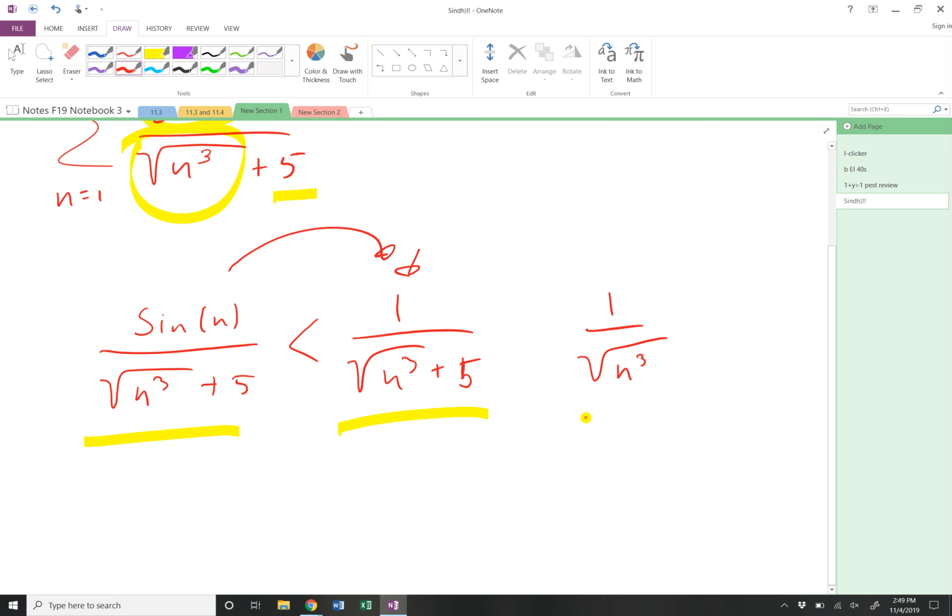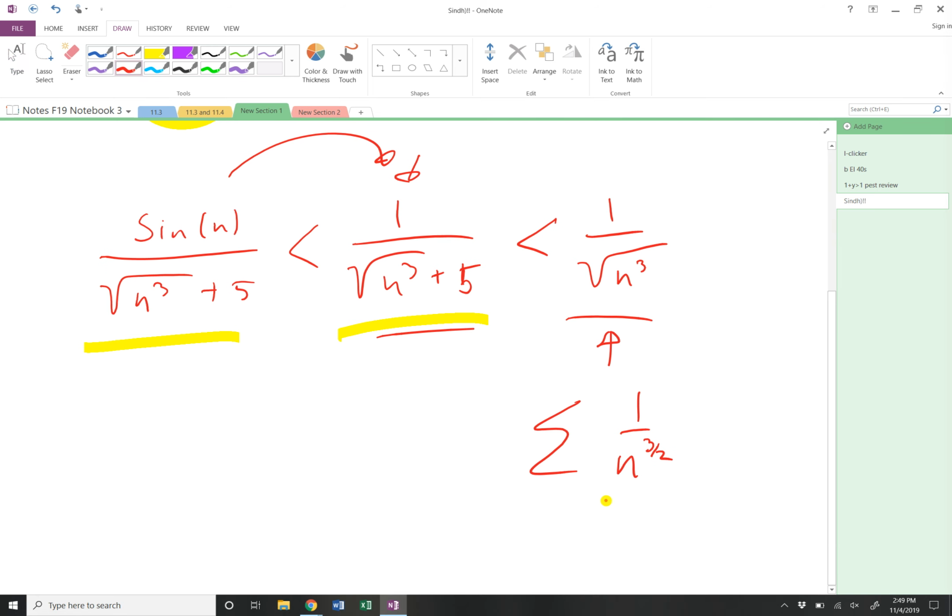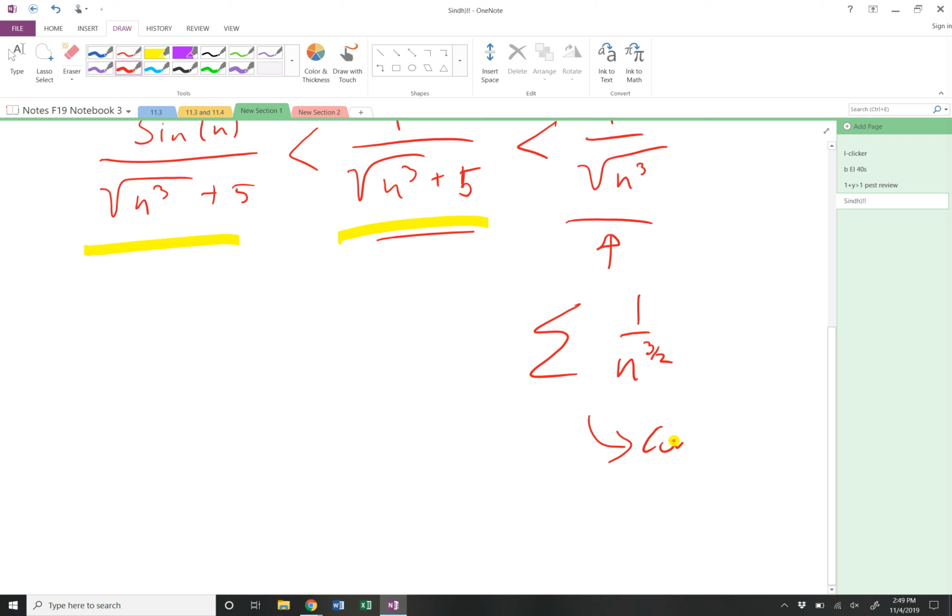And then what about this series compared to this series? Larger or smaller? It's also larger because the denominator there is larger, so the entire expression has to be smaller. And what do we know about this one? Yeah, that's 1 over n to the 3 halves. So this problem is actually one from a previous final exam. So this converges by the p-test.